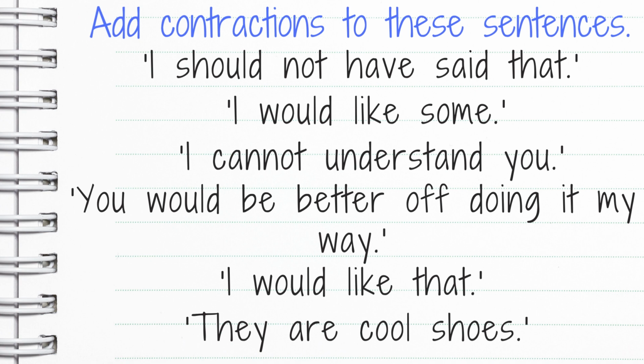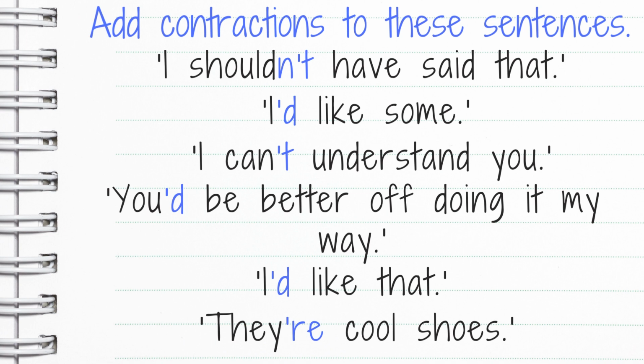Okay, so I hope you've paused the video and had a go at contracting those sentences. Now let's have a look at how you would do that properly. Should not would go down to shouldn't. I shouldn't have said that. I would go down to I'd. So you get rid of four letters there from that word would. So I'd like some. So we definitely would use I'd rather than I would.